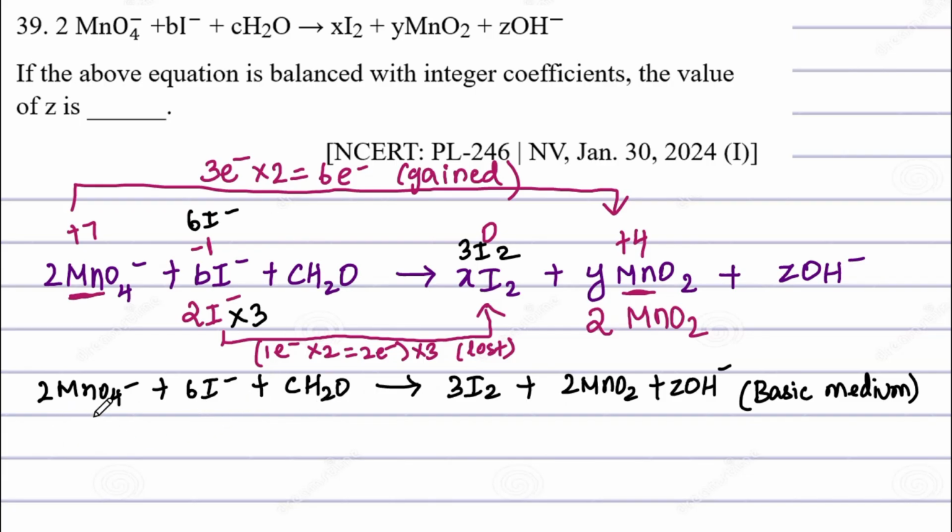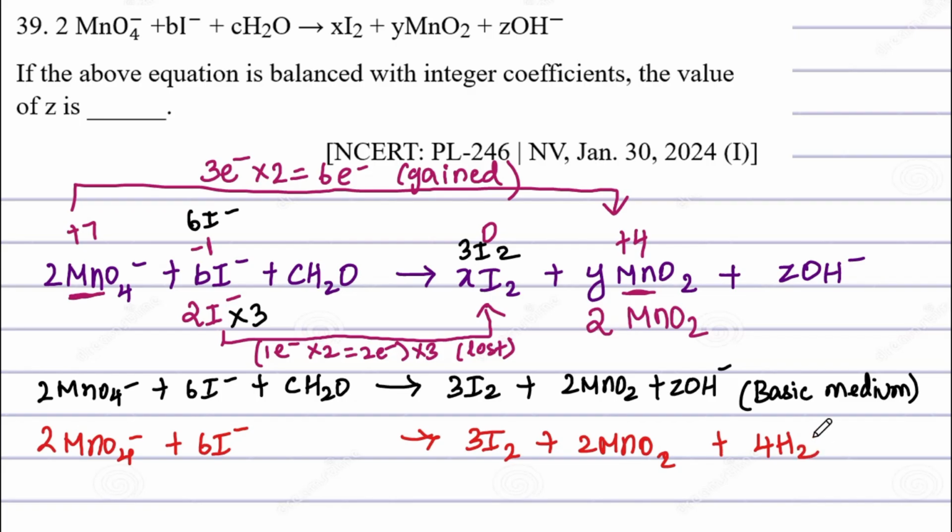So first let us leave this H2O and OH minus. Let us do the normal balancing. MnO4 minus plus 6I minus gives 3I2 plus 2MnO2. If you see the reactant side, how many oxygen atoms are there? 2 into 4, 8 oxygen atoms are there. But in product, 2 into 2, only 4 oxygen atoms are present. So to balance the number of oxygen atoms, in product side, you have to write 4H2O.